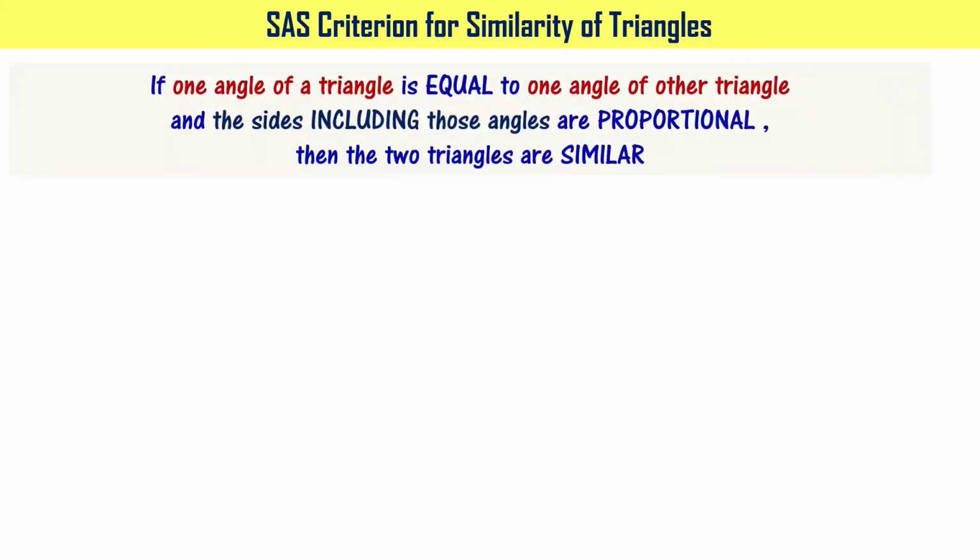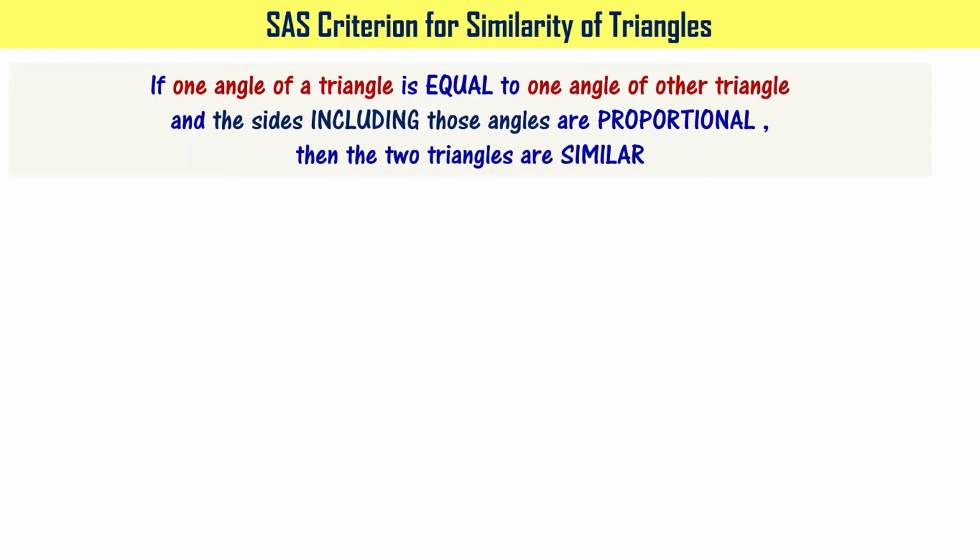Let us learn about the SAS criterion for similarity of triangles. It is also called the side angle side criterion for similarity of triangles. It is stated as follows. If one angle of a triangle is equal to one angle of another triangle, and the sides including those angles are proportional, then the two triangles are similar.